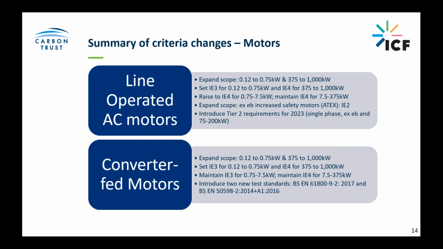We have expanded the scope for line operated AC motors to include Ex eb increased safety motors, ATEX, with a threshold set at IE2, and we've introduced some tier 2 requirements to fall in line with the eco-design regulation when it changes, so that'll be in 2023. And finally, on converter fed motors, we've introduced 2 new test standards, which are increasingly being used by the industry, so we've reflected those in the criteria. Next slide, please.